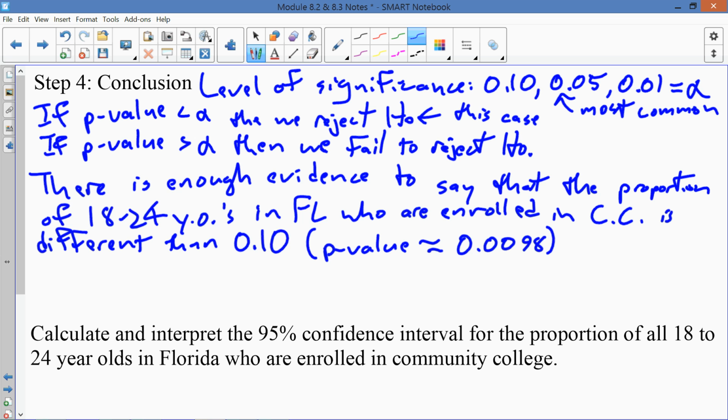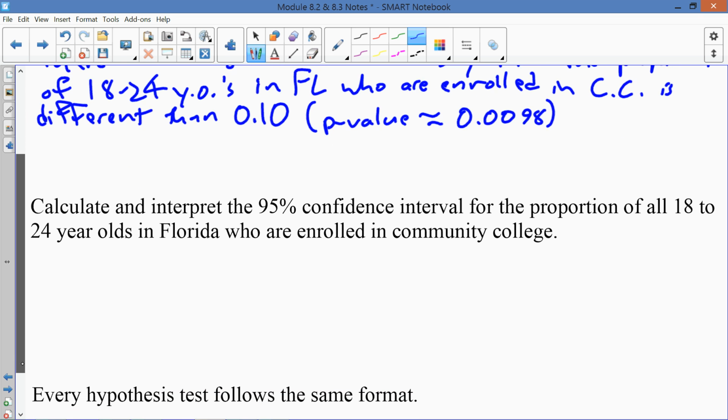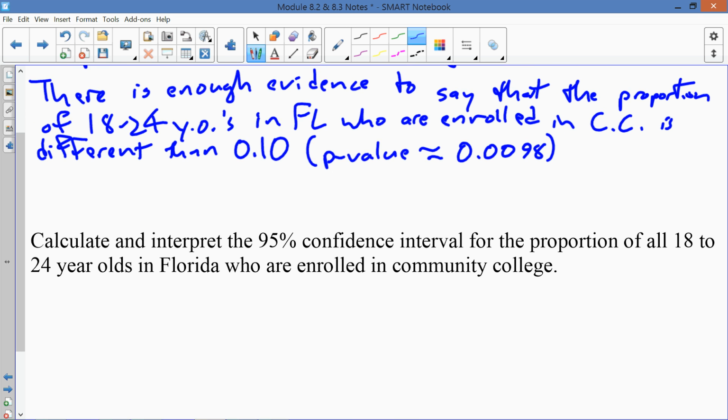If the p-value had been greater than alpha and we had failed to reject, you would have only had to say there is not enough evidence, and everything else in that statement would have been exactly the same. All right. I'm going to hold off on the confidence interval for just a moment to do two things. First of all, I'm going to show you can actually get that p-value directly from the calculator without having to do a normal CDF. Let me show you how you do that.